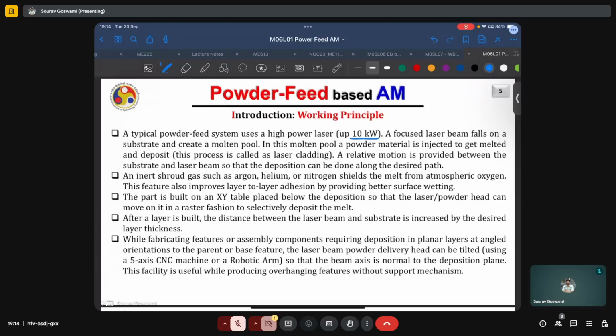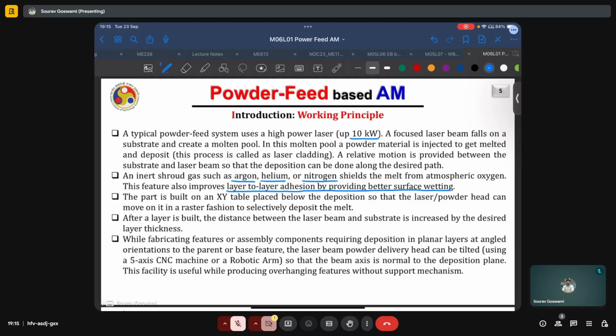A focused laser beam falls on a substrate and creates a molten pool. In this molten pool, powder material is injected to get melted and deposited. This process is called laser cladding. Relative motion is provided between the substrate and the laser beam so that the deposition can be done along the desired path. Inert shield gas such as argon, helium, or in some cases even nitrogen may be used to shield the melt from atmospheric oxygen. This feature also improves layer to layer adhesion by providing better surface wetting.